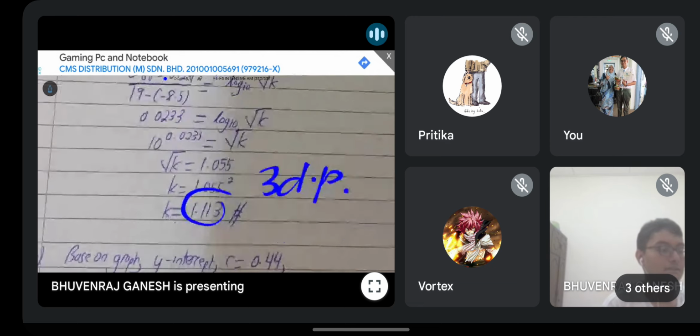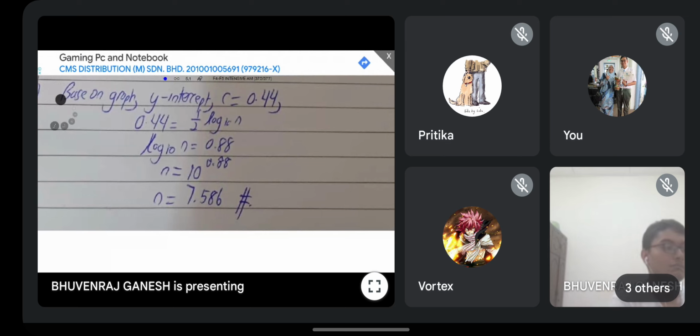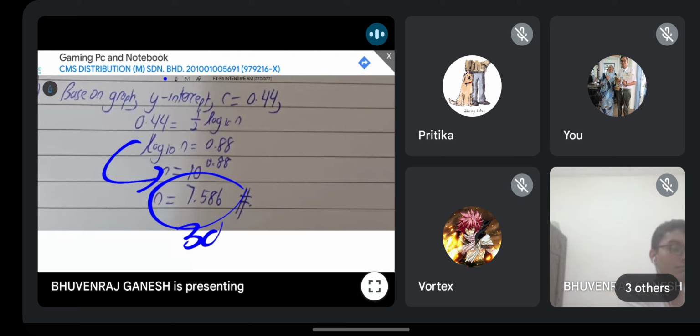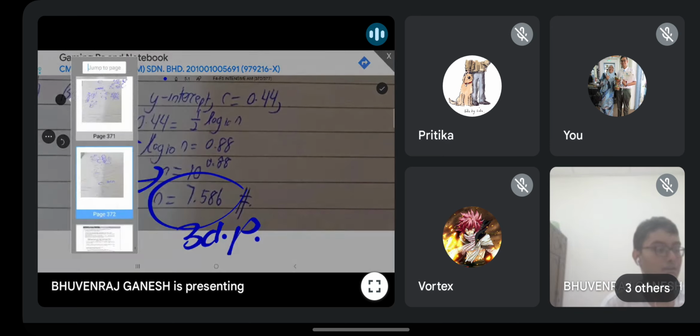Okay, and then y-intercept, same concept. You can leave it to 3 dp. Make sure you know how to convert now, guys. Log form to index form, you must know how to convert. This is the basic knowledge. Okay, so this one also 3 dp. Okay, guys, are you clear?